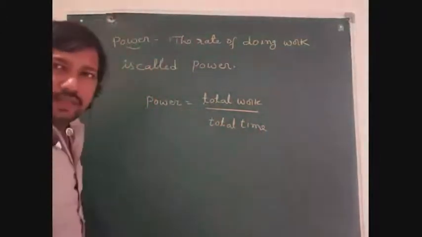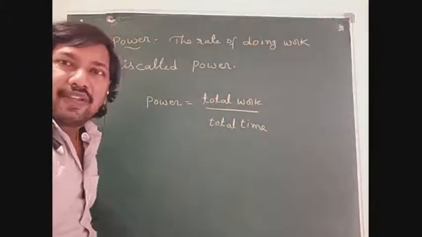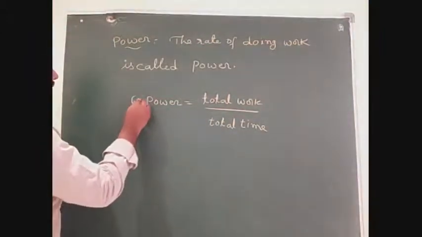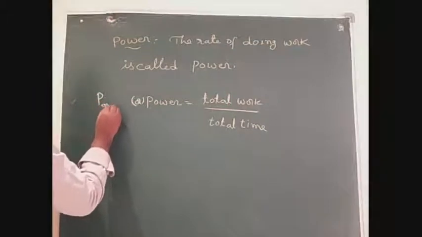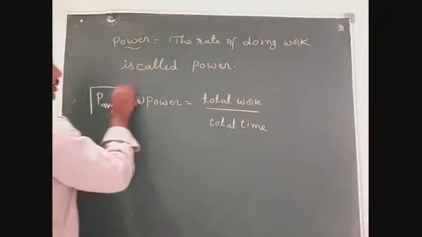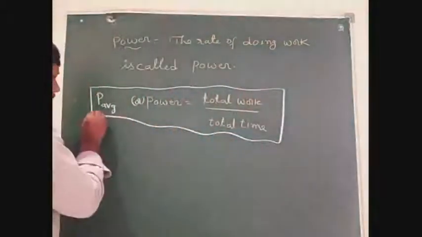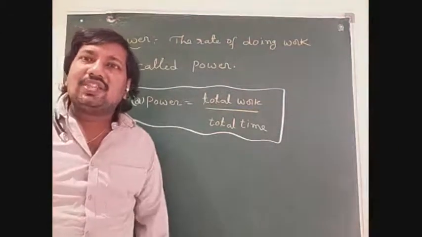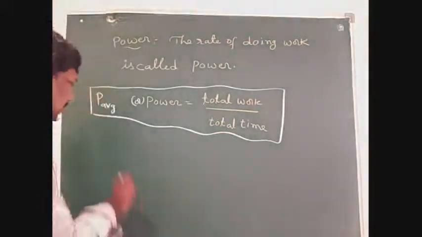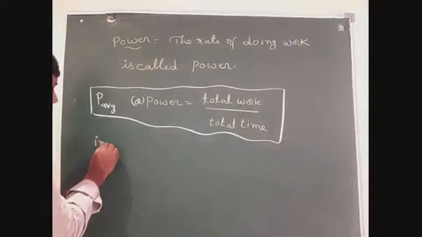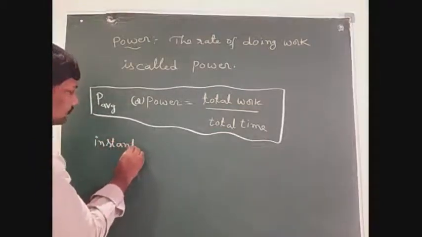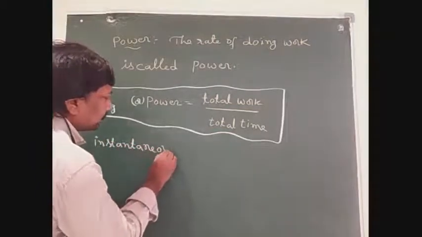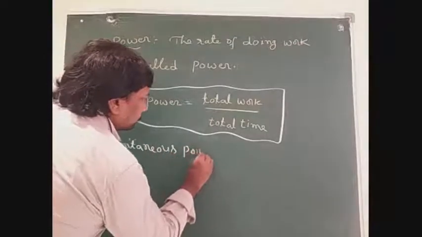So this power is called average power. This is average power. Next one is instantaneous power.